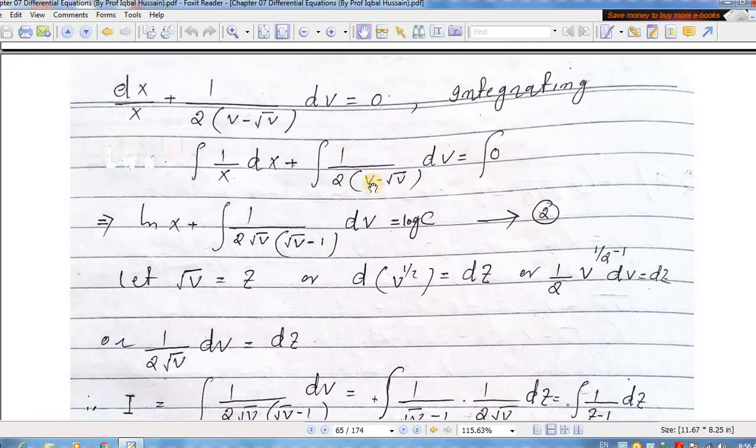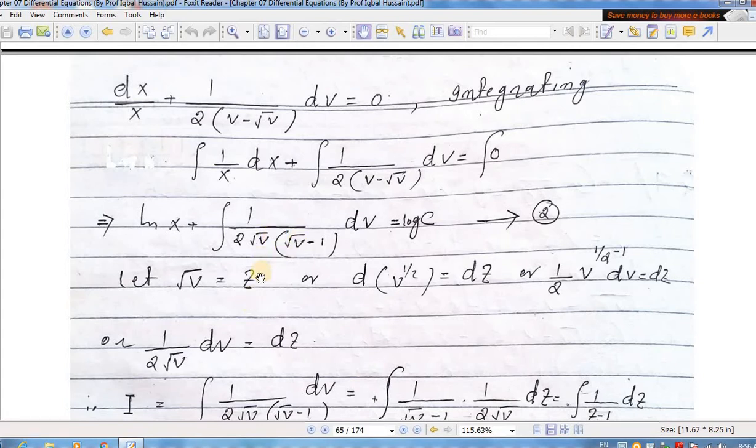Here if we take v under root common, we will get twice v under root, and here we will get v under root, and this v under root has been taken common, so here we will get minus 1. Integral of 0 is any constant. Let us take that constant equal to log c. Now we have to find value of this integral by substitution method.